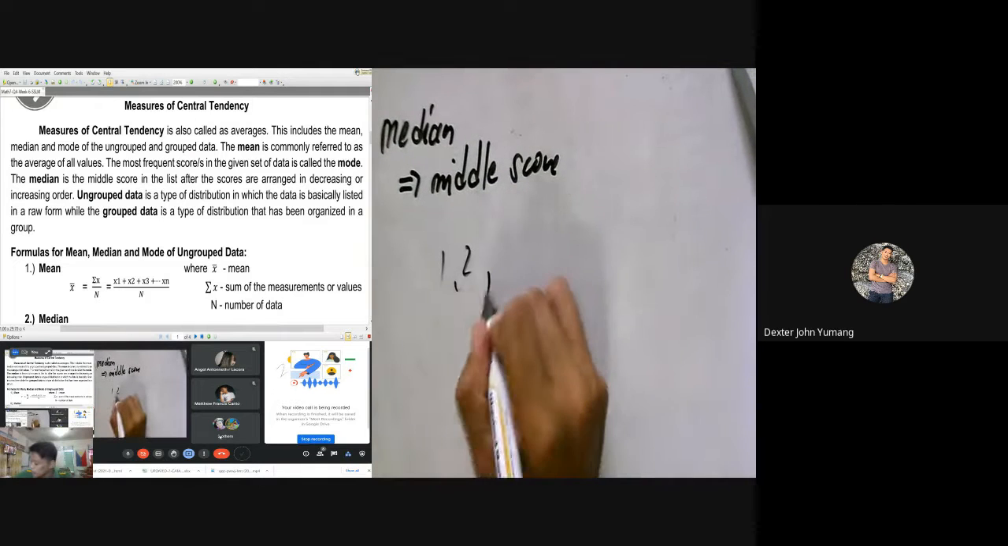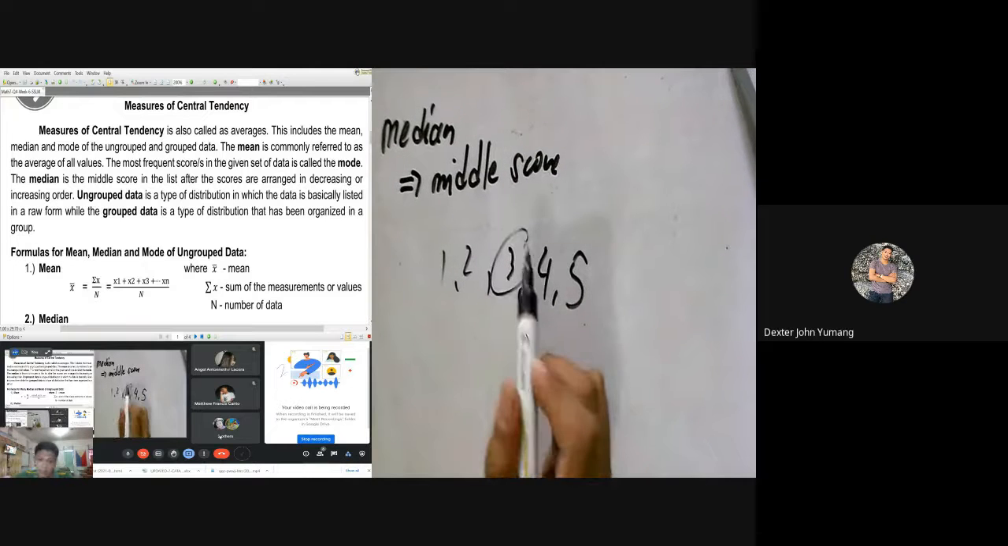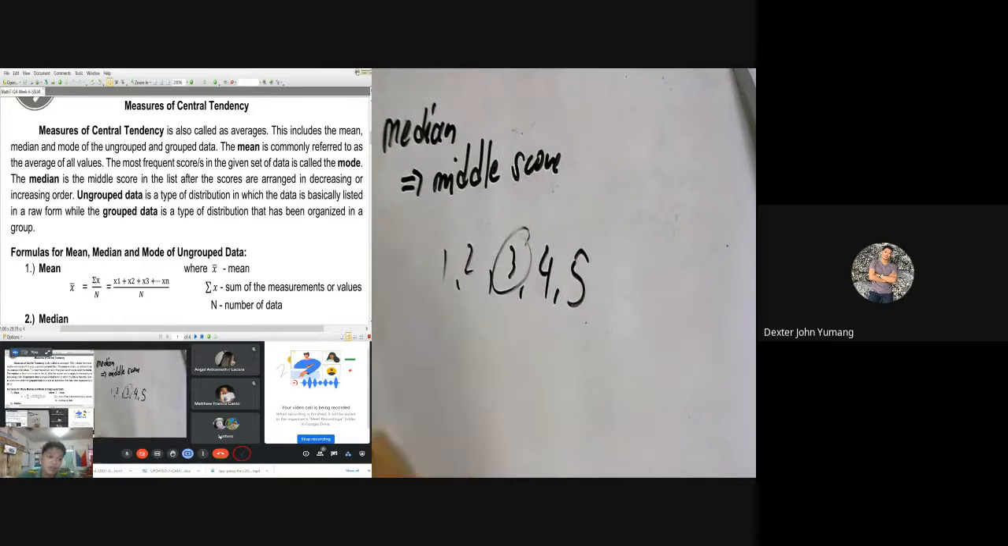So, middle score is something that is at the center. For example, we have 1, 2, 3, 4, and 5. So, saan yun nasa gitna? Of course, si 3. So, that is now the middle score. Ganun lang po ang ibig sabihin yan.